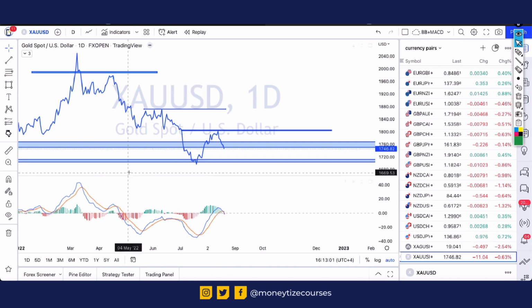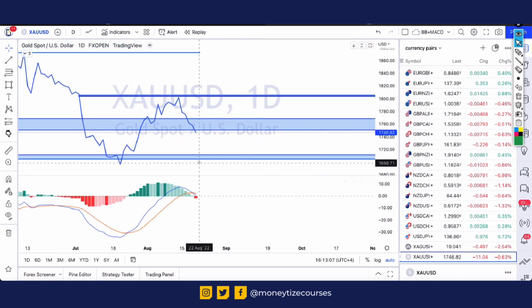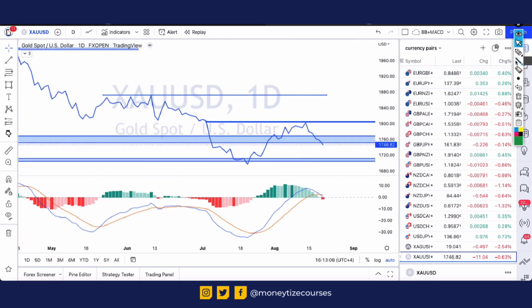Turning to daily now, and the daily seems to be bearish again because it has formed hidden bearish divergence, and hidden bearish divergence is a bearish continuation pattern. And now we have got a bearish cross on MACD lines, as well as we have got a red histogram, which means it has turned bearish again.